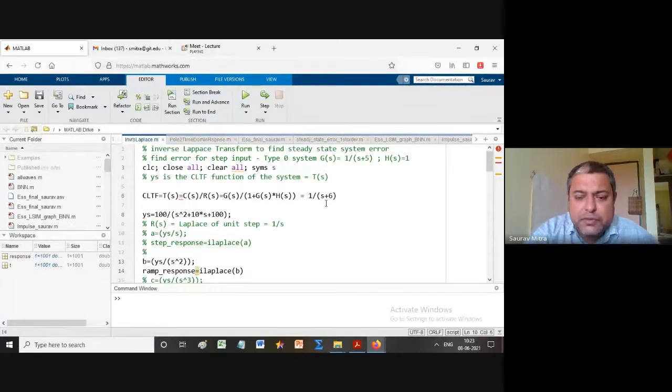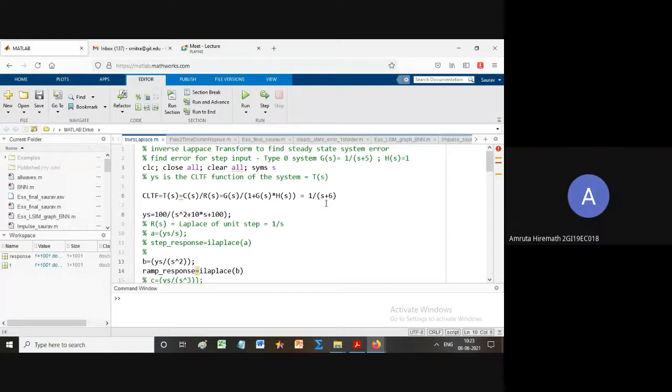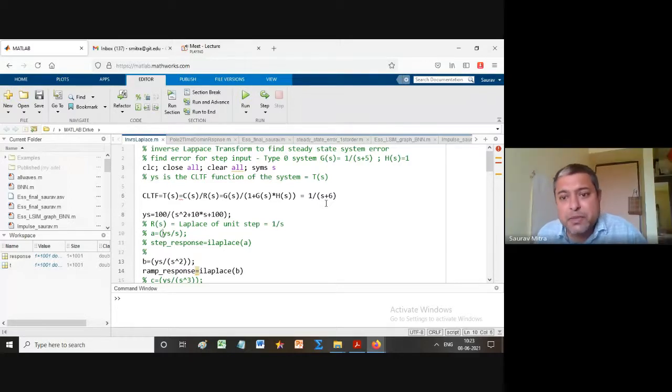Is it understandable so far? Just anybody tell me. Yes, sir. No problem, right? Okay. So 1 by S plus 5 you have to define, but when you find the closed loop transfer function, it will become 1 by S plus 6. That we are finding.